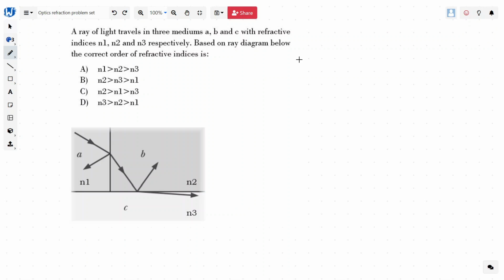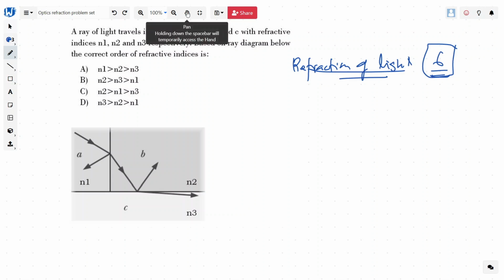Hello and welcome to problem solving session on refraction of light. Today we'll walk through 6 problems to clear most of the concepts in refraction. So here's our first problem.